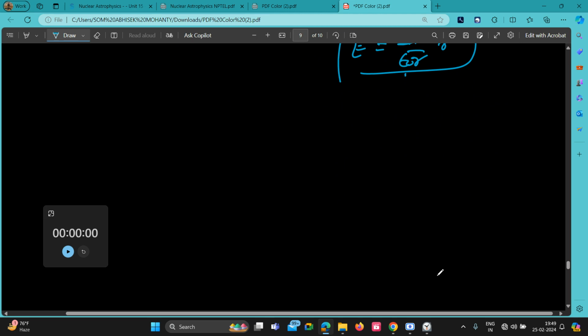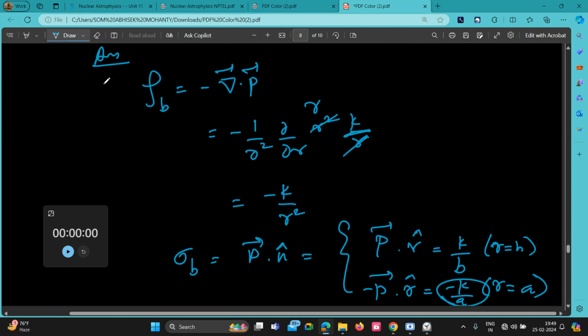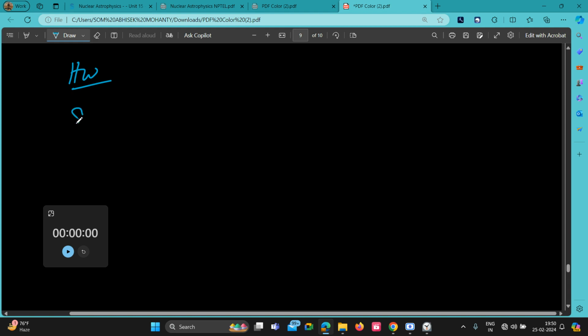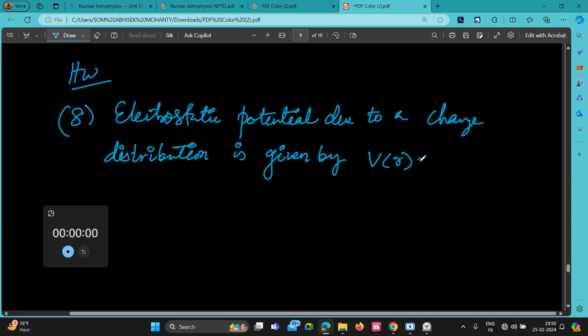Write one homework, number 8. Electrostatic potential due to a charge distribution is given by V(r) equal to A e to the minus lambda r by r, where A and lambda are constants.